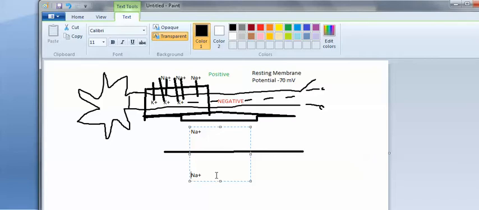Okay? The same thing happens when we're talking about potassium. Because there's more potassium on the inside of the cell and less on the outside, it's going to want to do the same thing.